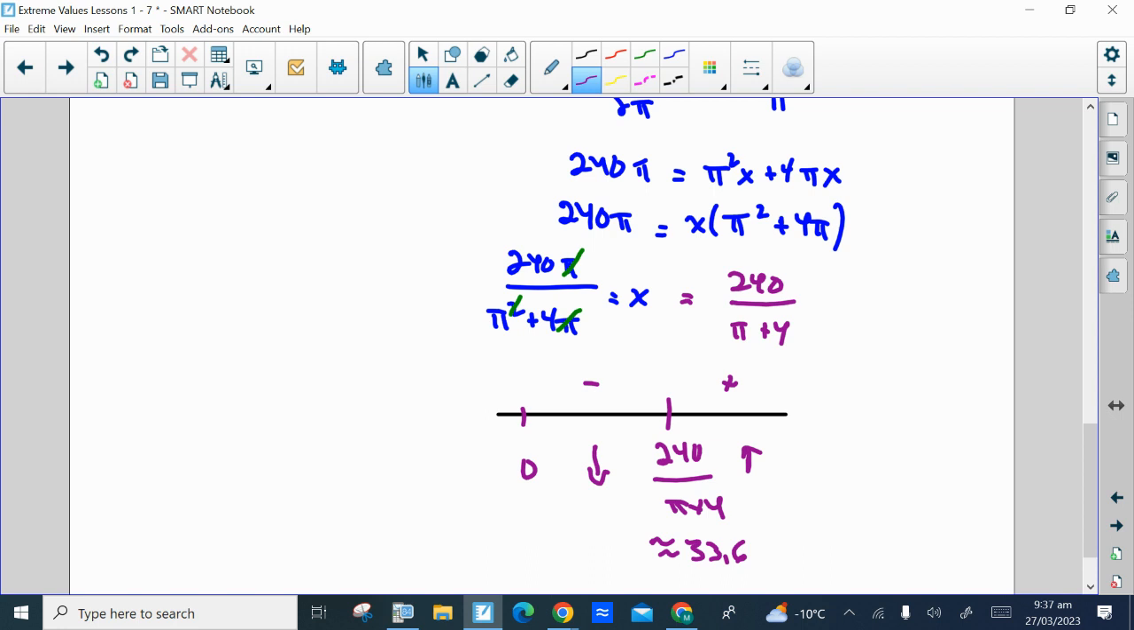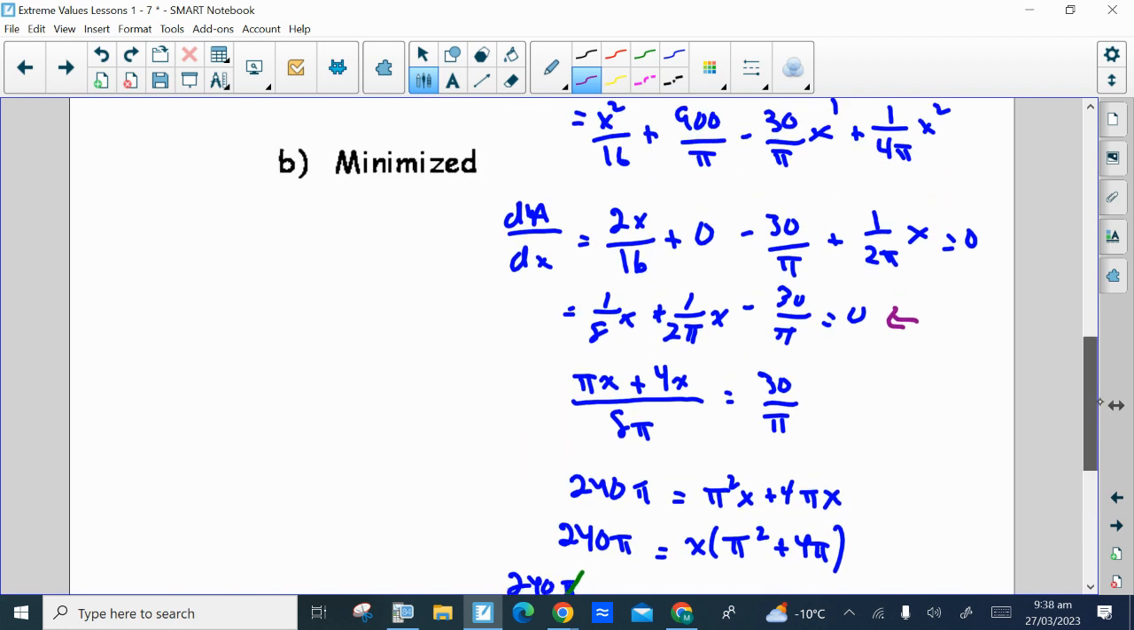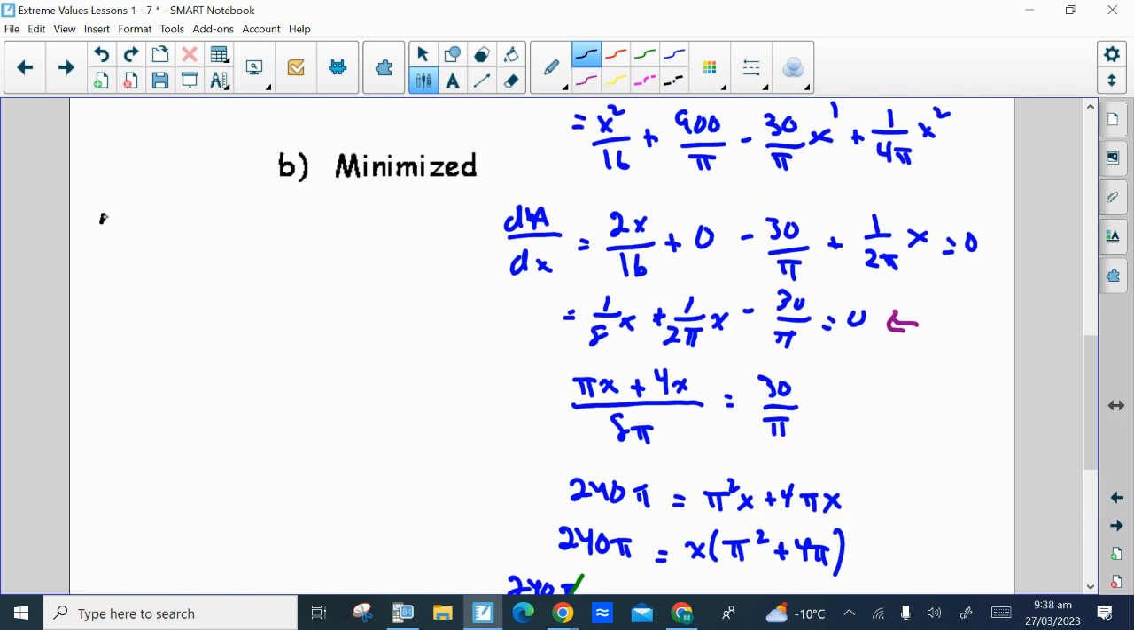So this tells us that you're going to have a minimum area, because to the left of our critical number of 33.6, the function is decreasing, the derivative is decreasing. To the right of it, it's increasing, which means we're going to have a minimum value, a minimum area when x equals 240 over pi plus 4. So this is a minimum area when x equals 240 over pi plus 4 centimeters.